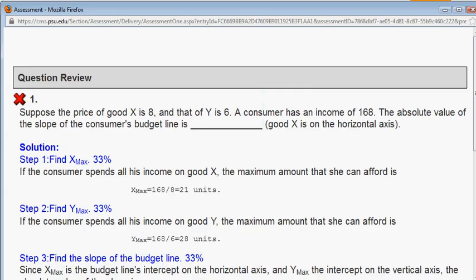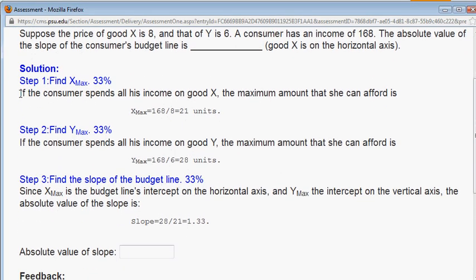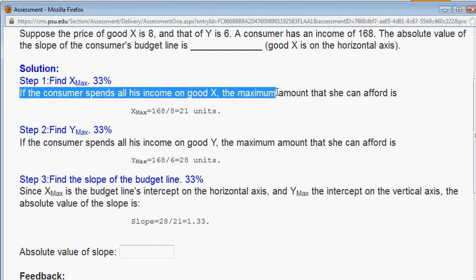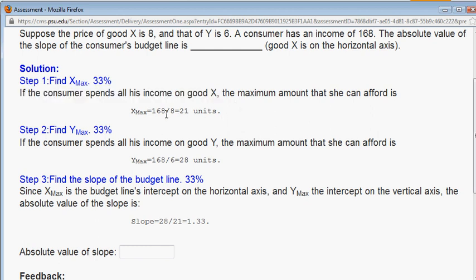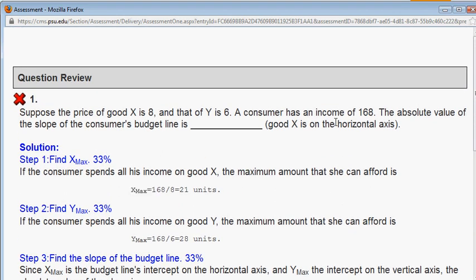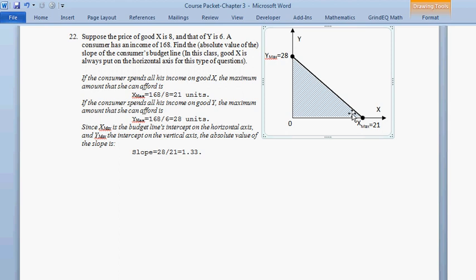Okay, so let's calculate the maximum amount of good X when the consumer spends all his income on good X. That's easy. X max is just equal to the consumer's income divided by 8, and that's 21 units. So if the consumer spends all her income on good X, she can buy 21 units of that good. Don't take this as a math question. See, we are talking about economics, right?